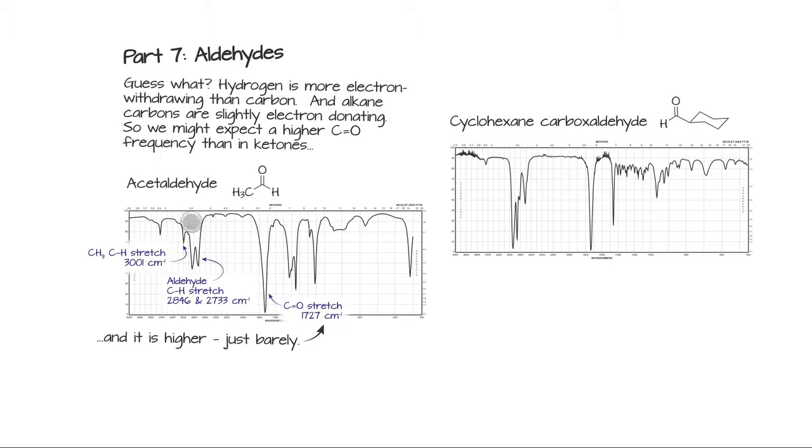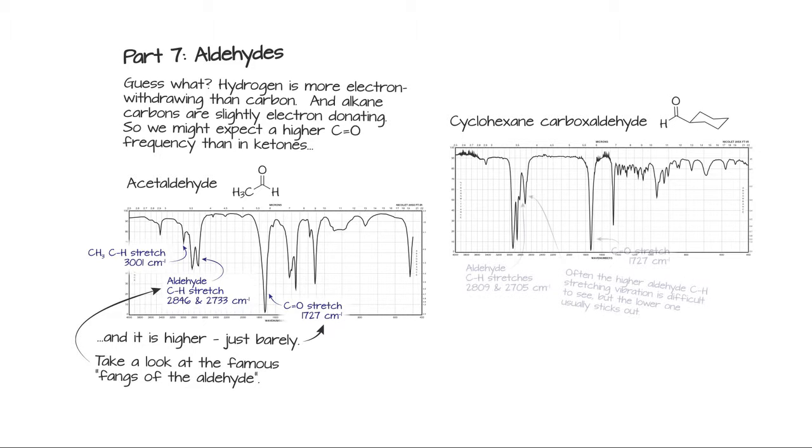I call this the aldehyde fangs. If you see these two really strong peaks in the CH region, fang, fang here, and a carbonyl group there, then you're pretty sure you have an aldehyde. Of course, things aren't always so cut and dried. So we can take those fangs, go over here and look at this cyclohexane carboxaldehyde, and there's the fangs right there.